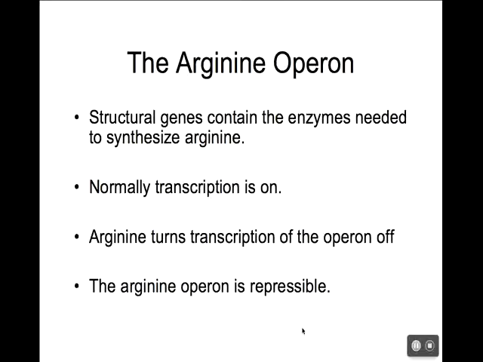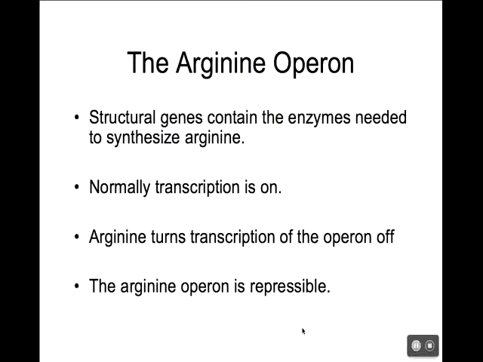Let's look at another example. This is the arginine operon. The arginine operon is different. The arginine operon contains structural genes that are the enzymes needed to synthesize, or make, arginine. Now this is different. Arginine is one of the 20 amino acids that all cells need in order to make proteins. All cells must have arginine because they need to make proteins. Okay? That's different. Remember, lac was digesting lactose.